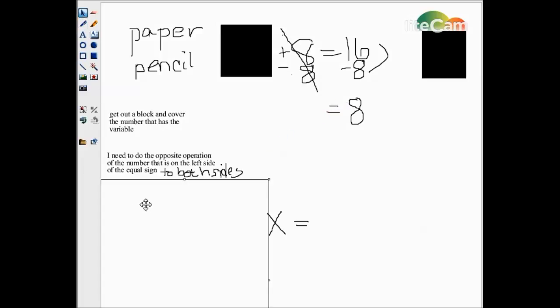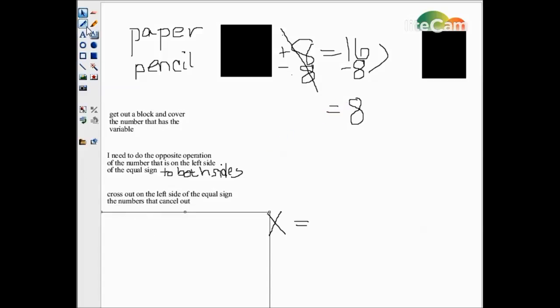Okay, here are some more notes. Cross out the numbers that cancel out on the left side of the equal sign. I want you to copy that. And I want you to copy this. On the right side of the equal sign, use your calculator and do the math. Pause your video, copy those notes. When you restart this video, you're going to see how to finish the rest of this problem.